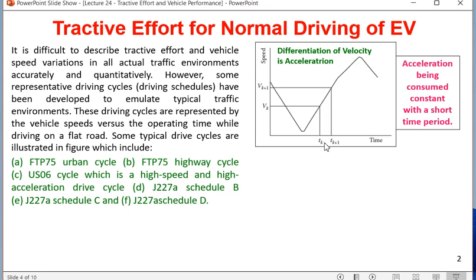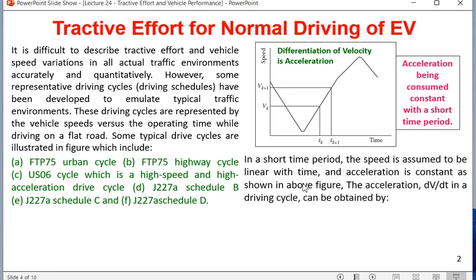And we know that dV by dt is acceleration. So from the drive cycle, from the slope, we can find the acceleration of the vehicle between these two points. Differentiation of velocity is acceleration, and we can find it very easily. Such a drive cycle is extended over a very long period, so from there we can find the accelerations of the vehicle very easily. Acceleration is assumed constant within a short time period.